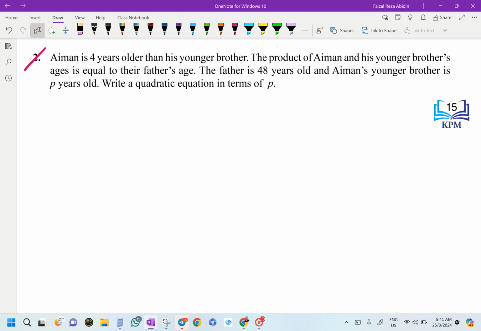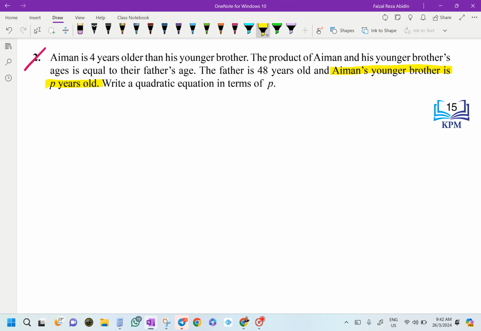Write a quadratic equation in terms of P. How sudah? Okay, whatever it is, look at what is given to us. Jangan pening-pening kepala. So what do we have? What did you have? This one. Aiman's younger brother is P. That's what you must know first. Kan? That's the first information that you are going to write down. Aiman's younger brother equals P.